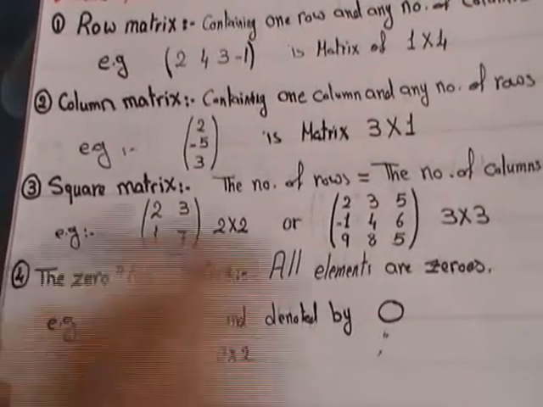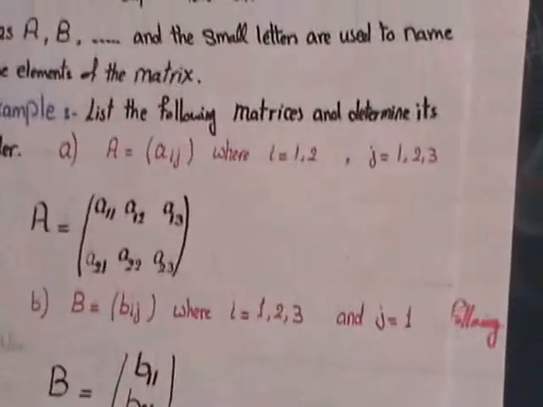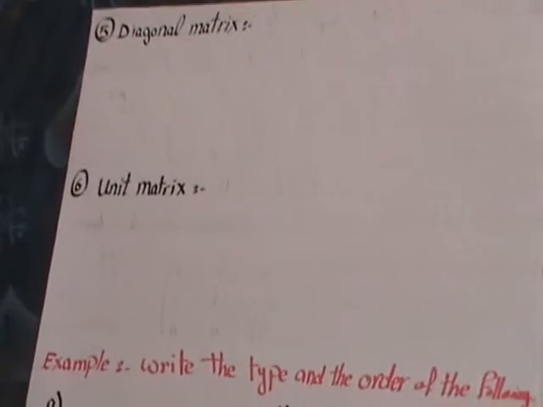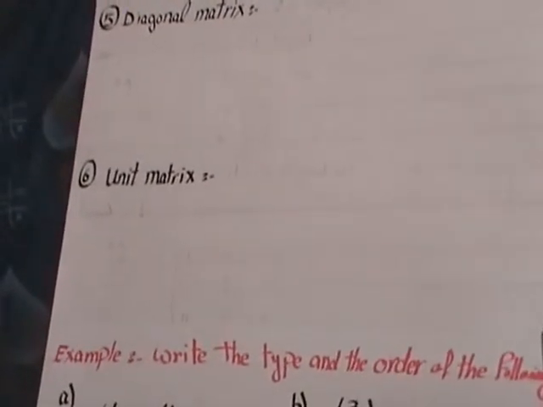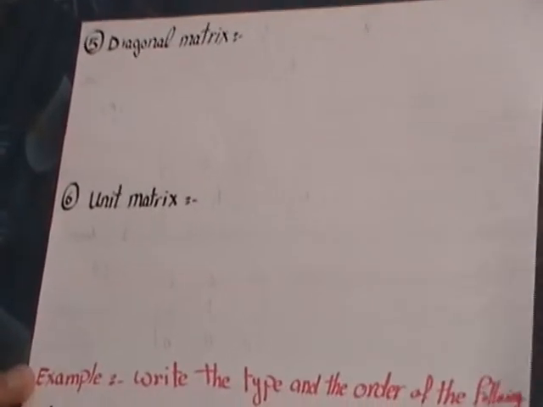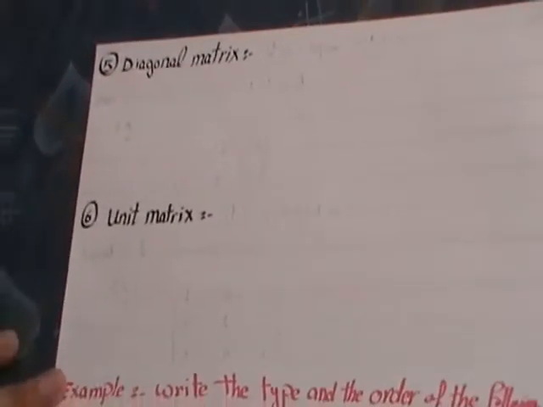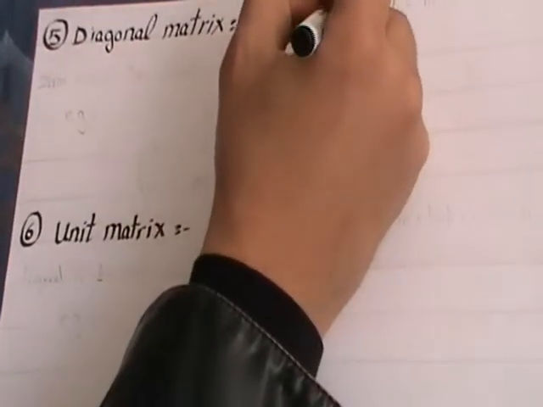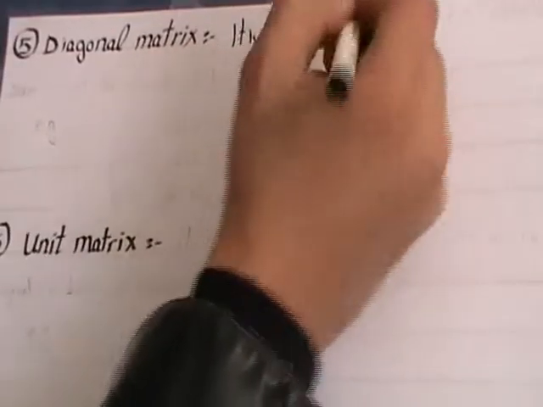We're going to the fifth type, diagonal matrix. In the diagonal matrix, we must know that any diagonal matrix is a square matrix.